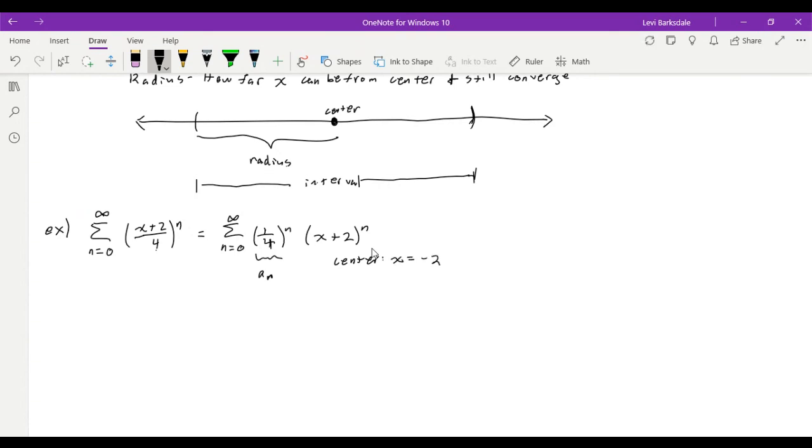One easy way to find the center as well is the value of x that will make your sum equal to 0. So if I plugged in x is equal to -2, then I would have 0 to the nth, which is 0 for all powers of n, which would mean that every term in my sum is 0, and I just have 0 plus 0 plus 0. My sum would be 0. So that's another way you can look out for the center, what values would make your whole sum 0.